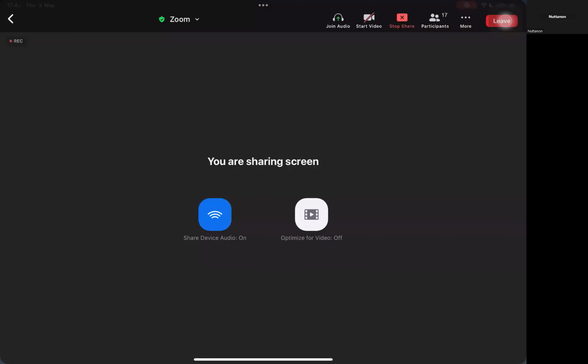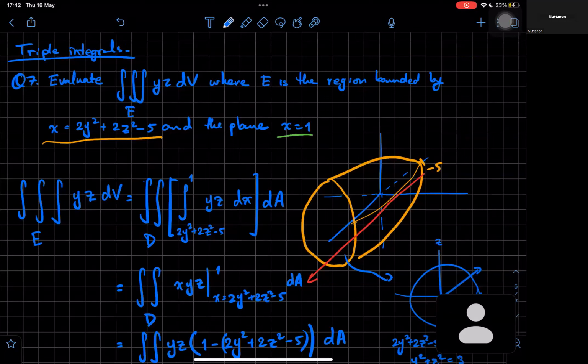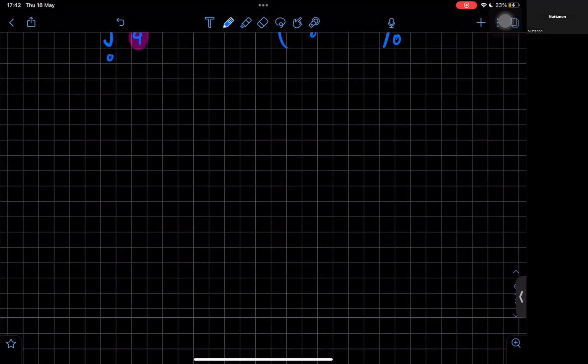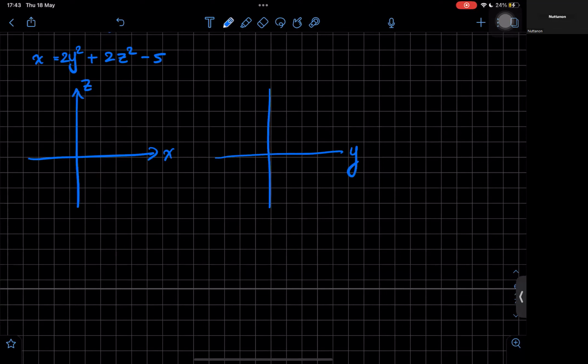So in question 7, can you explain a little bit how we draw that graph, like x equal to 2y squared plus 2z squared minus 5? How do we get that shape? Okay, the yellow one. What I like to do when I can't remember the equation is I try to project it onto three different planes. So I will draw x z, y z, and x y.